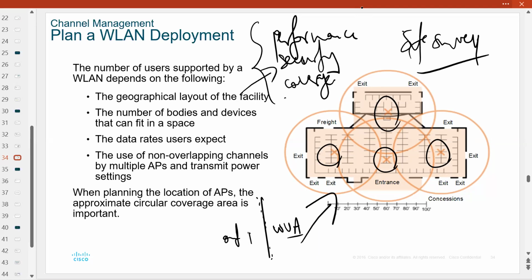Someone who comes over here with their phone should not get access to the Wi-Fi with proper planning. So those are some of the things that an engineer needs to consider when deploying a wireless LAN.